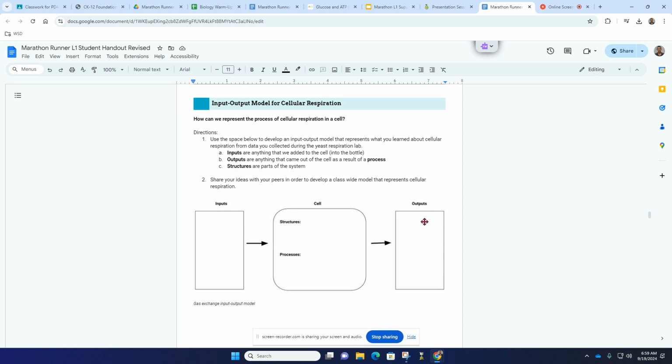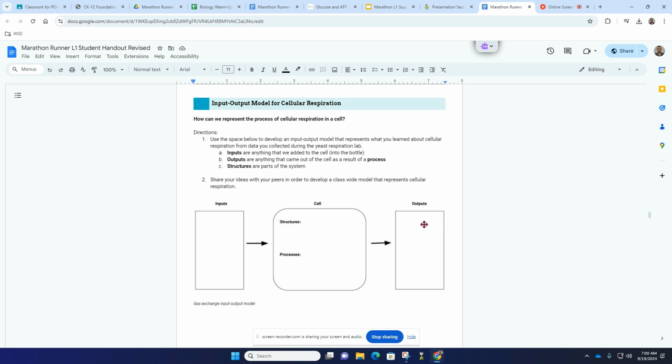I'm going to jump over here to outputs. Okay, so outputs, the main outputs that you're looking at. This is going to be carbon dioxide, right? We breathe out carbon dioxide because it's being created in our cells during this process. There's going to be water that's created. Think of when you're sweating when you're working out. Also, we have to go to the bathroom all the time because of this water production.